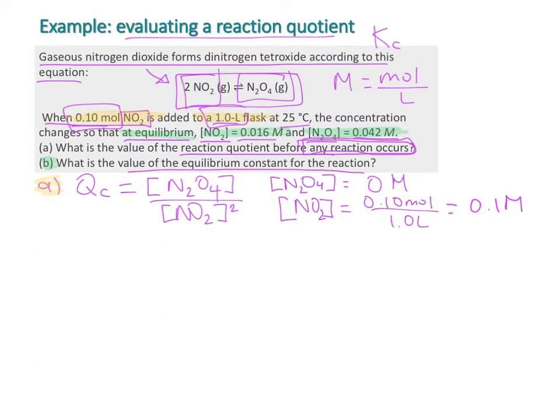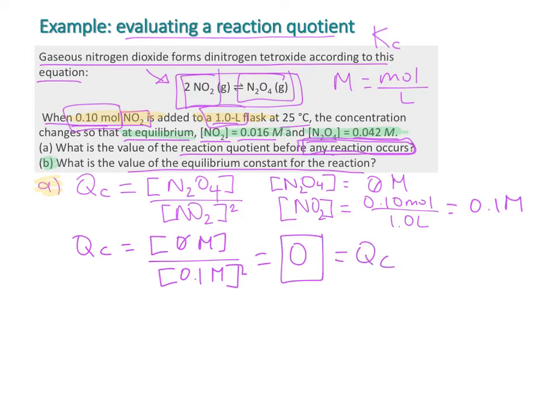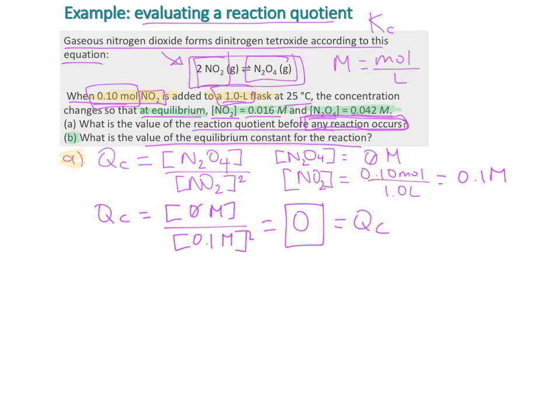So now that we have everything, we can go ahead and plug everything in. So our reaction quotient will equal 0 molar divided by 0.1 molar squared. And obviously 0 divided by any number, we don't even have to go through with the calculation. It's going to equal 0. So our reaction quotient in this case is 0 for A, QC. So that's A.